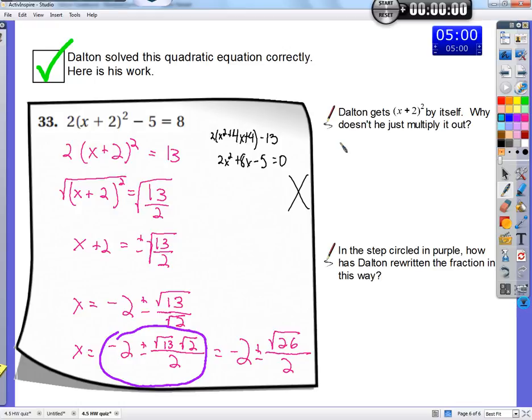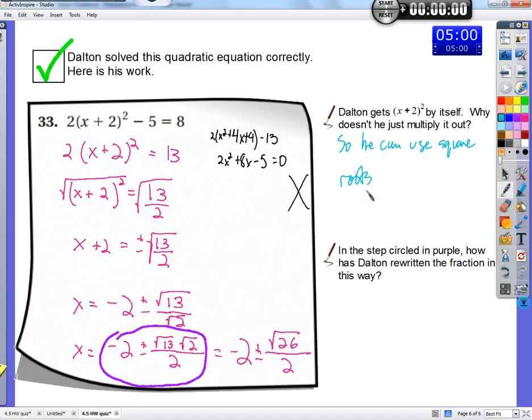Okay. Why doesn't it just multiply it out? And so you can use square roots. Also, if you were to multiply it out, it becomes impossible to solve using factoring. It's not possible to factor that. Not reasonably possible.